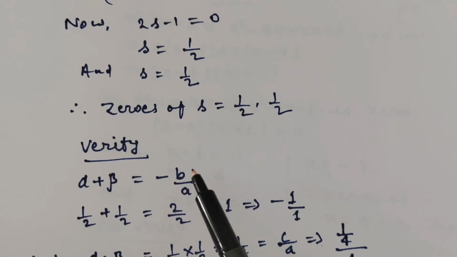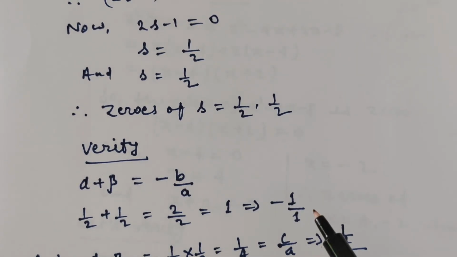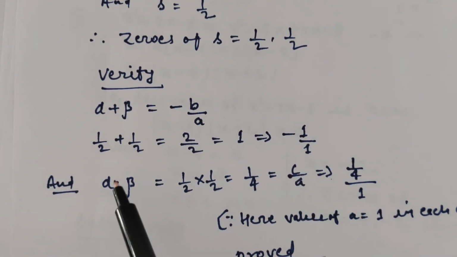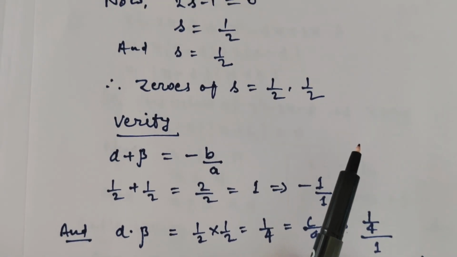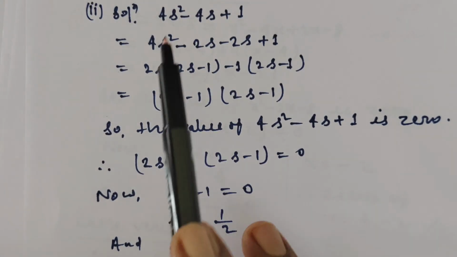So it is minus b by a, that is minus 1 by 1. Why? Because of the minus b, the coefficient of the middle term takes the minus sign. So minus 1 by 1 is negative. You can see here the middle term, the minus 4.